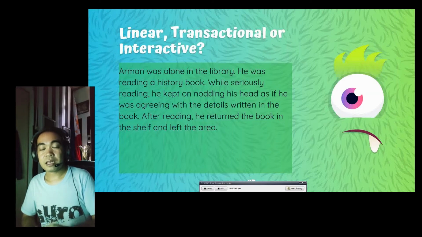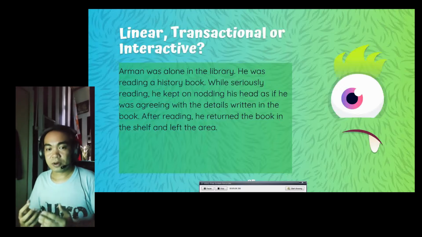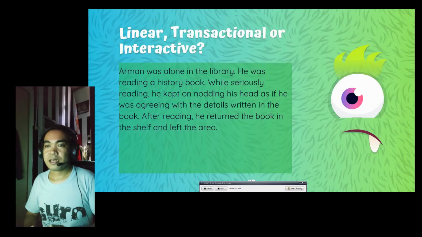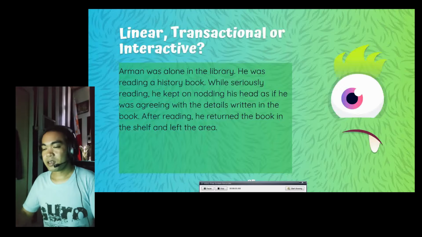But does that make the communication transactional? Does it make it interactive? No, because there's only one active participant. And therefore, we can consider this as an example of linear communication.